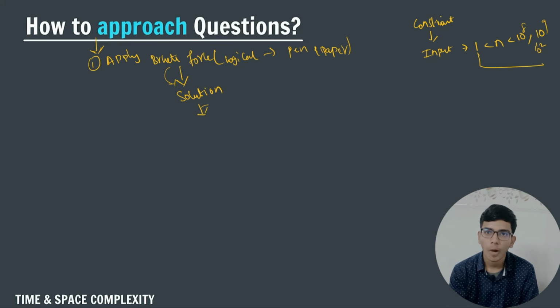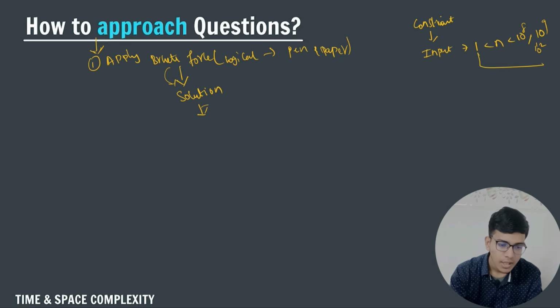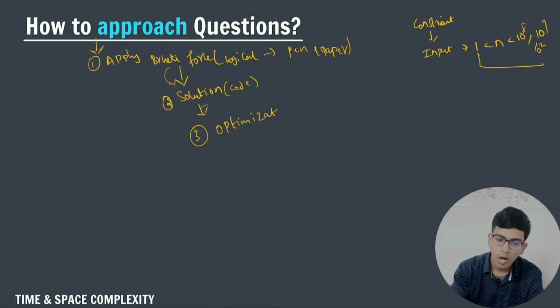Now it's time to optimize. So the solution, the third step. This is my second step, writing my solution using our code editor, whatever you want. After that, the third step is optimization. Whatever code you have obtained from the brute force, you need to optimize it within the time limit that is provided in the question. After optimization, in terms of time complexity, you will get your final solution.